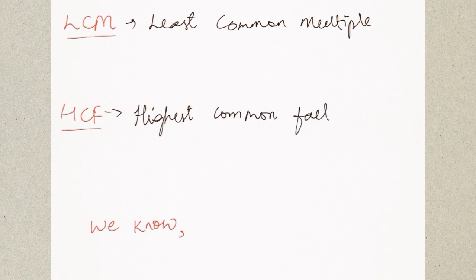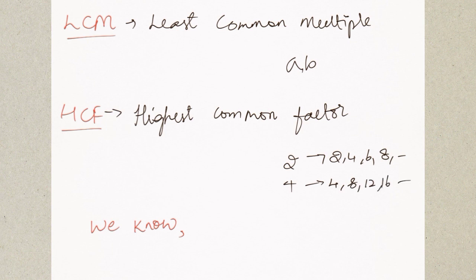When any two numbers are given to us, suppose A and B, if we are asked to find the LCM, then what it means is we have to find their least common multiple. Suppose 2 and 4, what is their least common multiple? It is 4, because just write down the multiples of 2: 2, 4, 6, 8 and so on. The multiples of 4 are 4, 8, 12, 16 and so on. What is the least common multiple in both? 4 is the least. Whatever common value you are able to find, the least one is the LCM.